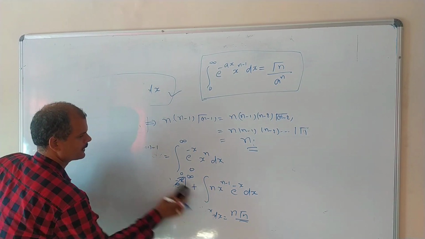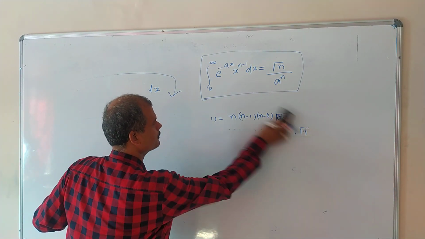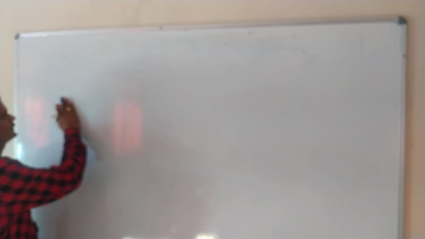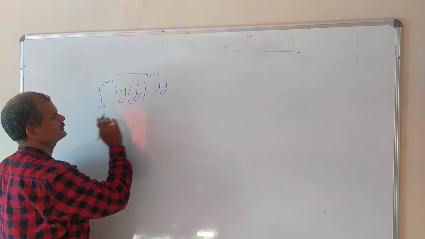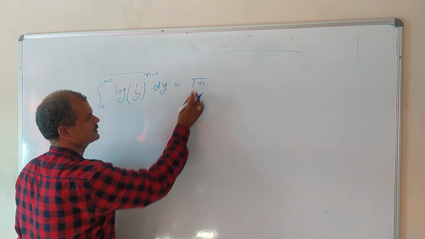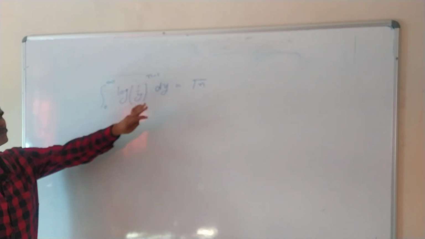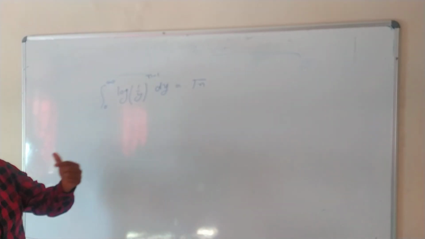Now let us see some problems based on this gamma function. I'll take this problem. Let us take the integral 0 to 1 of (log 1 by y) power n minus 1 dy equal to gamma n. This is given. So you may be surprised how we get this gamma n.